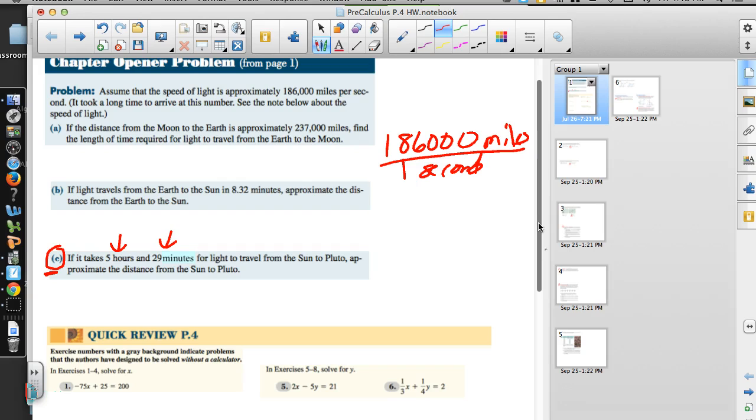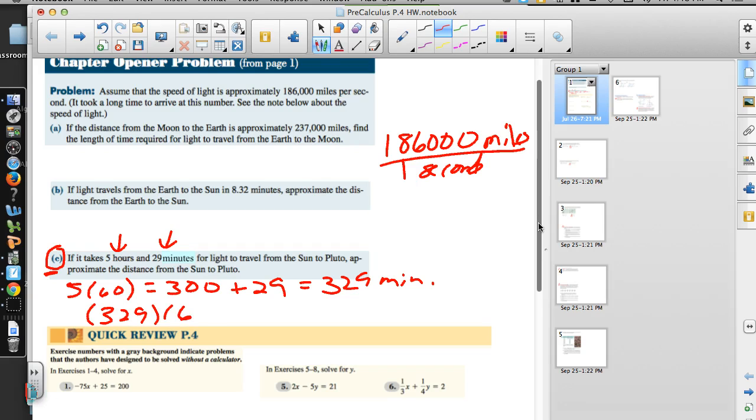They've given us this information in hours and minutes. So I have to get that into seconds if I'm going to use the 186,000 miles per second. So 5 hours, well, first let's get that into minutes. 5 times 60 would give us 300 minutes, but we also have to add that 29 on there. So we have 329 minutes. Now I need that in seconds, and 329 minutes times 60 seconds would give us 19,740 seconds.